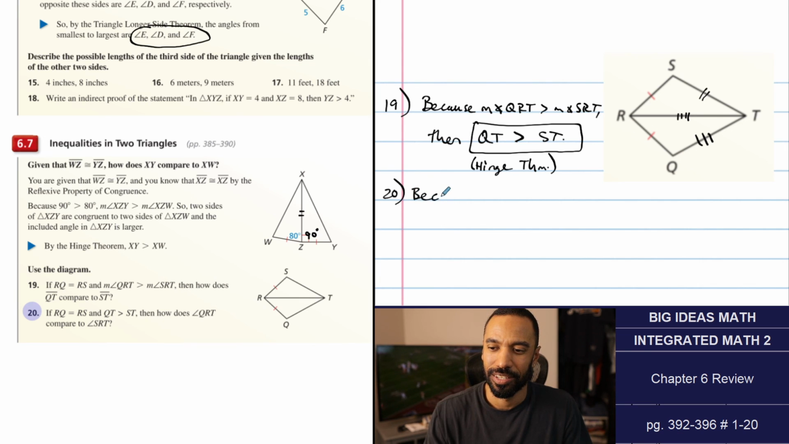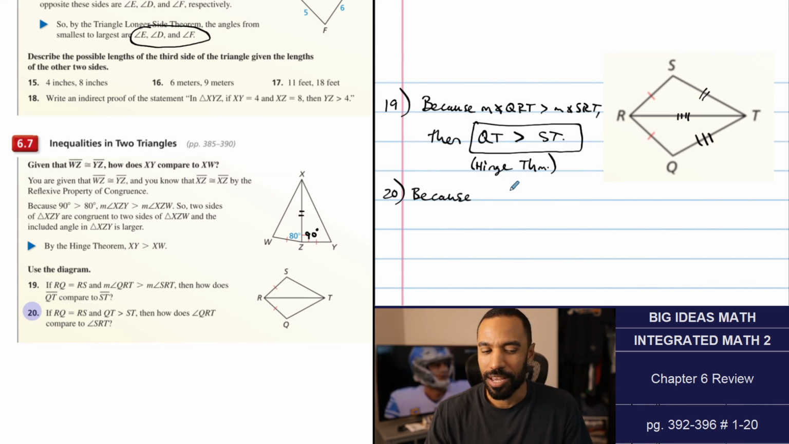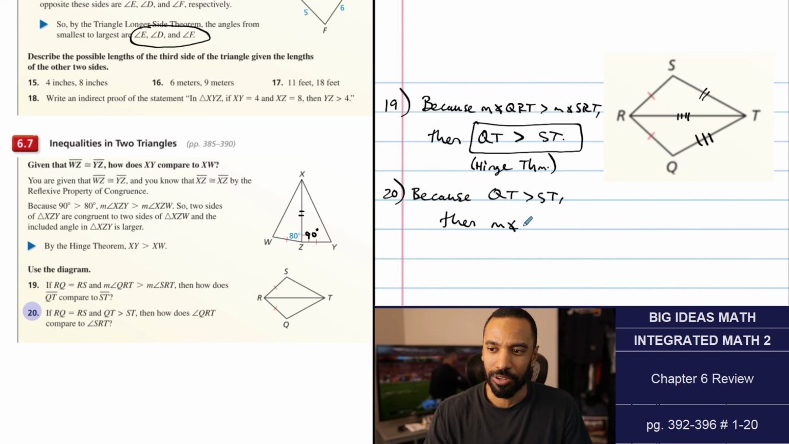Because I really feel like we're not satisfying everything that's covered in all this. Because QT is greater than ST, then the measure of angle QRT is going to be bigger than the measure of angle SRT. So it's the same thing, but the other way. It works both ways, all given that. This is the converse of the hinge theorem. You say it the other way.